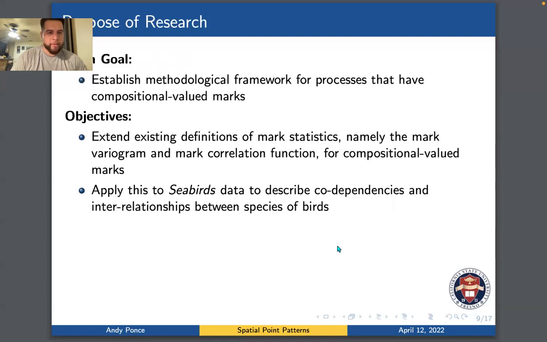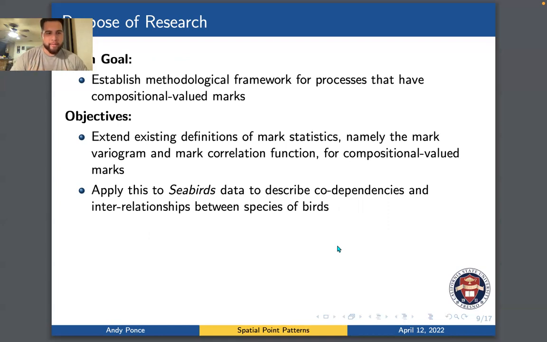The purpose of my research project is to establish a framework that better fits compositional valued marks. A second ago, we talked about marks that are categorical and numerical, but the issue is that for compositional valued marks, there isn't a lot of work done yet. And so that's what we're trying to help establish.